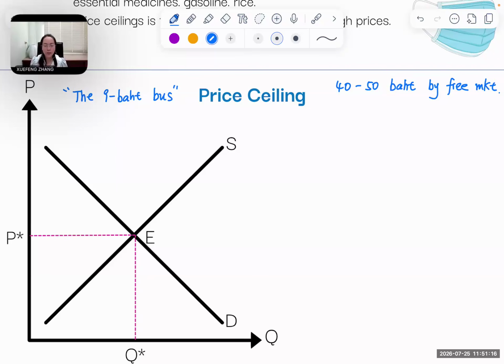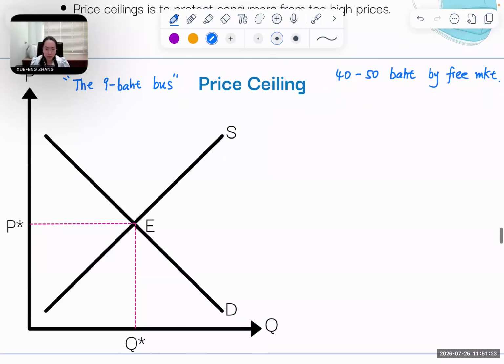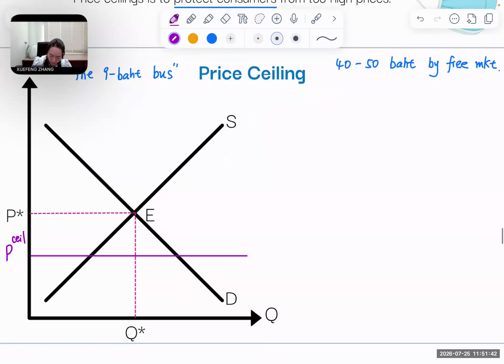Think about the trade-off here. Let's draw the graph. So let's see, we have a price ceiling like the 9 baht bus. Suppose it's here. So this is the price ceiling. What happens? Look here. If the price ceiling like the 9 baht is below the equilibrium price, what is this?